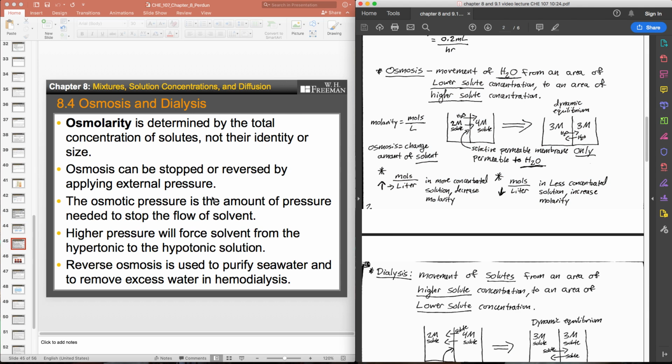And so if we were to look a little bit more at osmolarity, let's talk about a few terms that we have and also how cells respond to what we call osmotic pressure, right? There's this pressure for volume to change, for the water to move in a specific direction. It's determined by the total concentration of solutes, right? Not their identity or size. So I already kind of explained that. It can be stopped or reversed by applying external pressure.